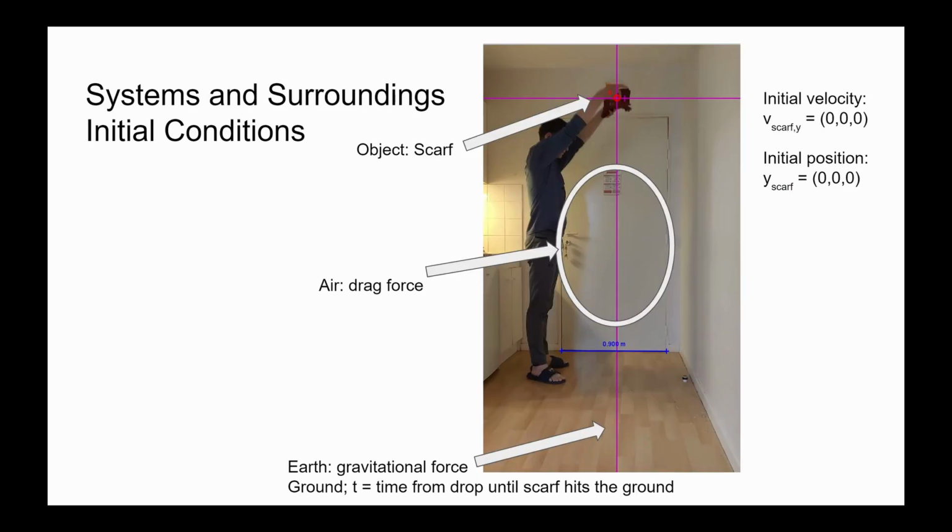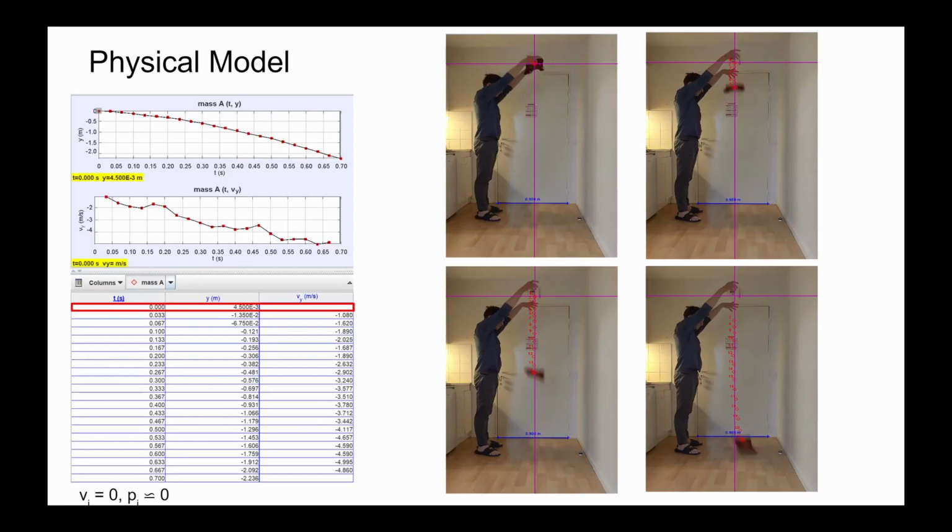For the systems and surroundings, we're using the scarf as the object. The material that it is falling through is air, which is going to provide the drag force. The earth is going to provide the gravitational force, and the ground is going to be the thing that stops the scarf. Our initial conditions: the initial velocity is going to be 0 because I'm holding it. And the initial position, I am defining up in the air as 0, and I'm going to be moving in the negative direction.